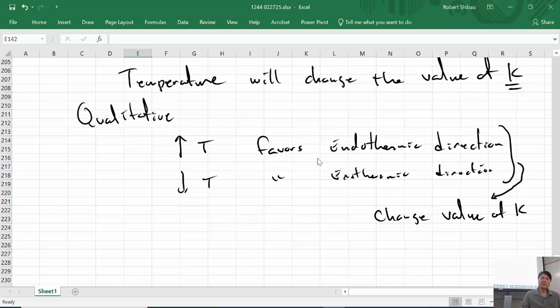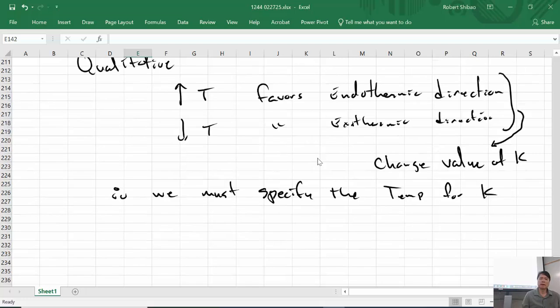So we always specify, therefore we must specify, the temperature for the K values. The example I'll give here is that a K at 298 Kelvin is not going to be the same as a K at 1000 Kelvin.